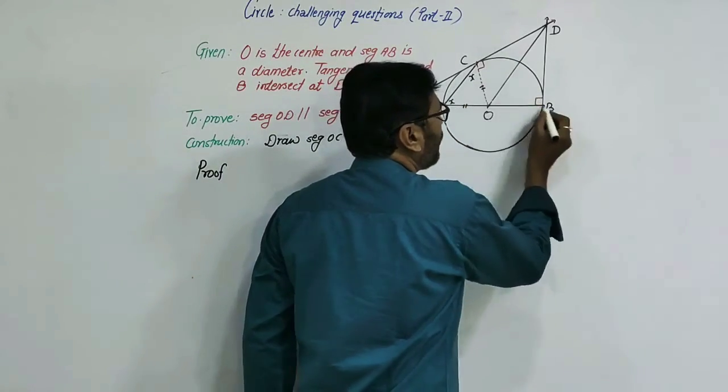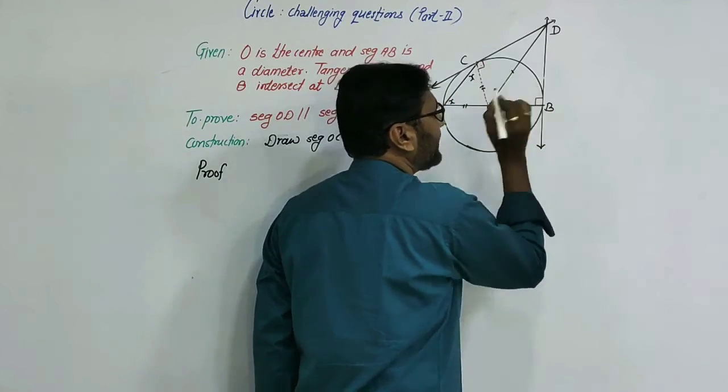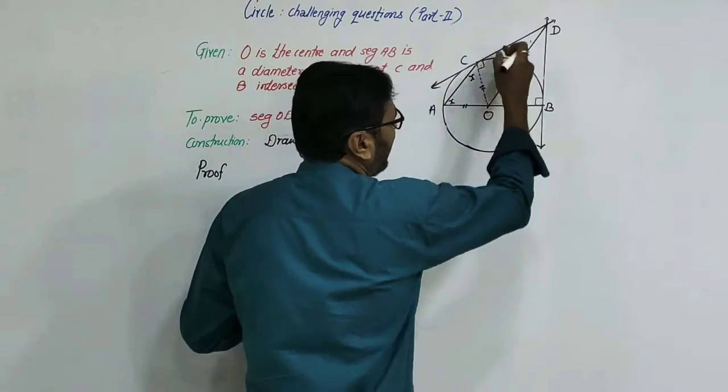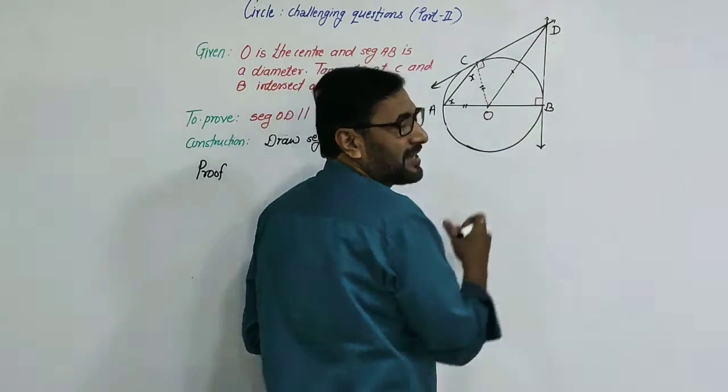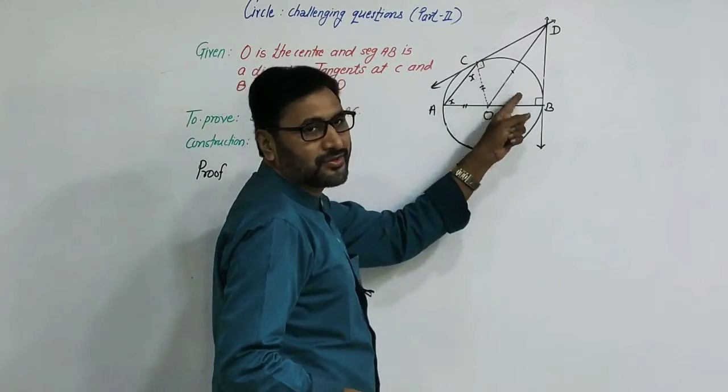OC is equal to OB, radii of the same circle. This is a common side and this is each 90 degrees. Tangent is perpendicular to the radius. Or you can take CD is equal to DB also by SSS test or hypotenuse side test. You can prove these two triangles congruent.